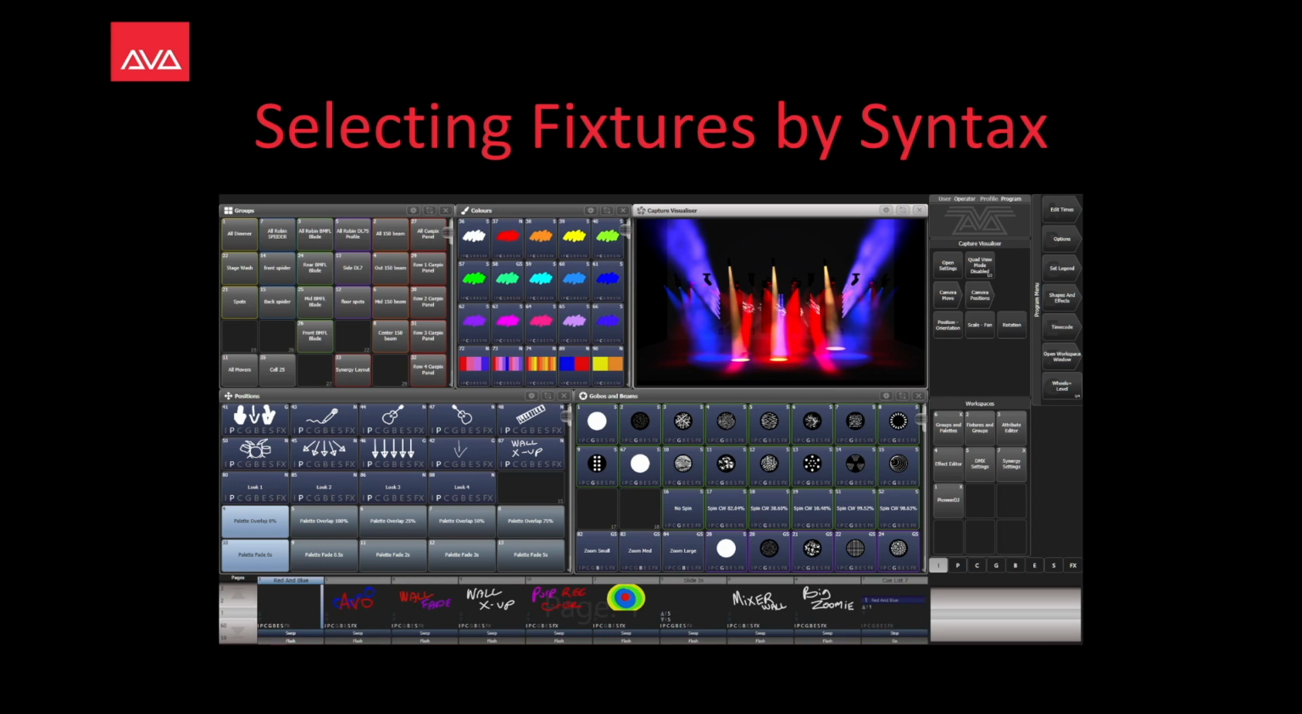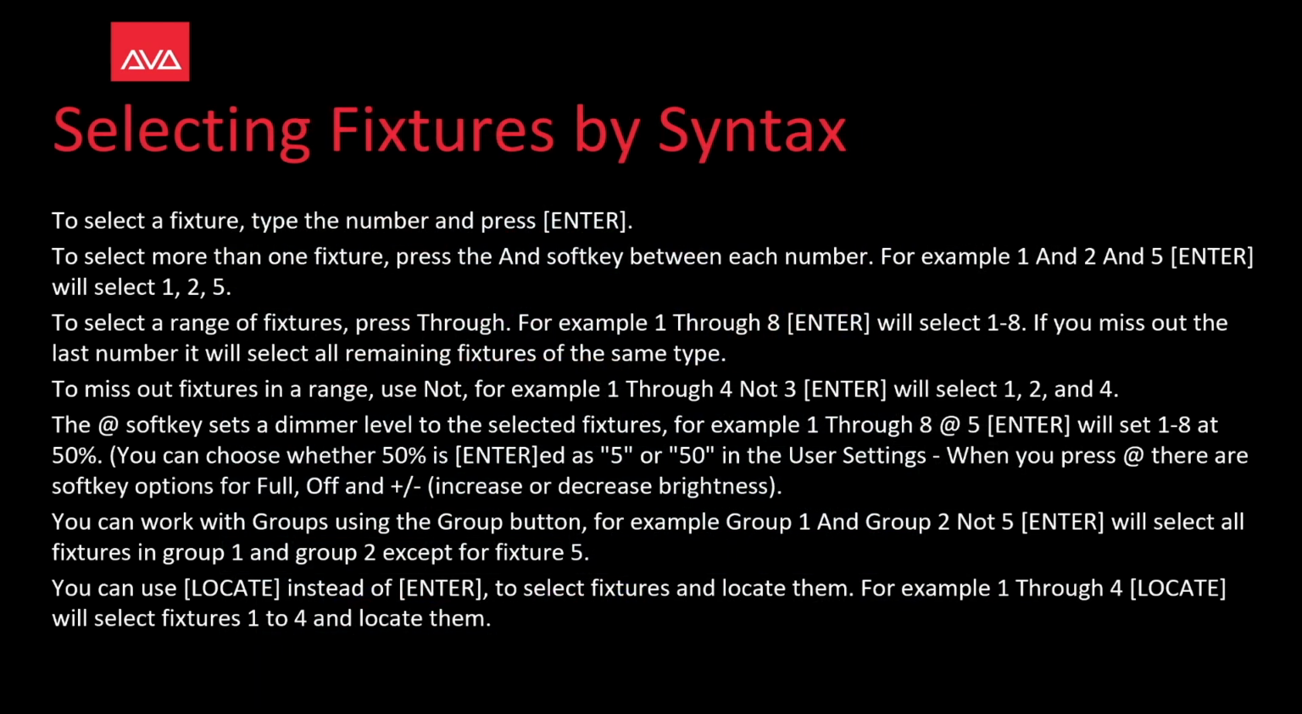In this video, we're going to talk about selecting fixtures by syntax. To select a fixture, type the number and press Enter. To select more than one fixture, press the AND soft key between each number, for example, 1 and 2 and 5, Enter. This will select 1, 2, and 5.